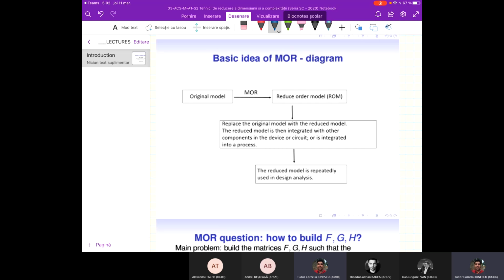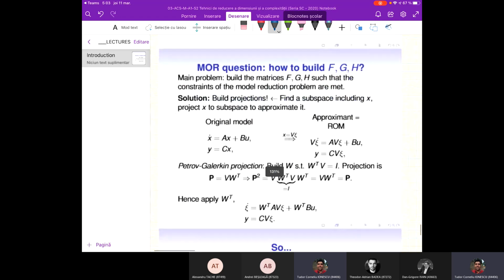So you integrate the reduced model with the rest. This is an idea from electrical engineering, okay? You have many components. You make a reduced model of the component. You put it back in your circuit, or integrate it into the process, and then you use this reduced order model to perform specific control design and analysis, okay, to perform specific stuff.